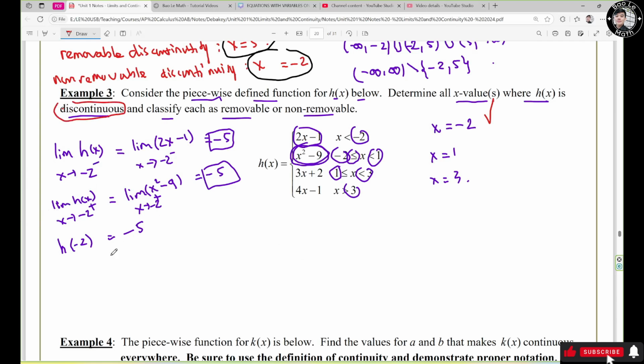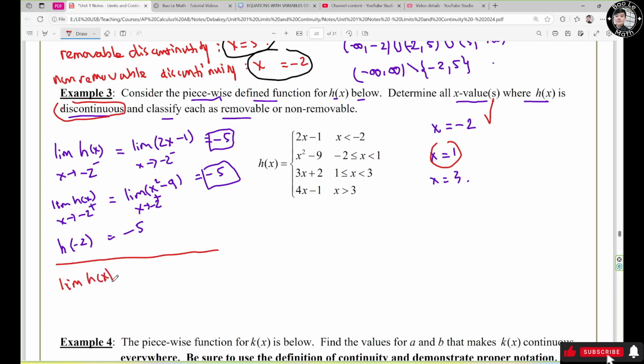Now we're going to check the second case, s equals 1 right here. Now we do similarly: the limit of the function h of s when s approaches 1 minus is going to be this one right here, because 1 minus is less than 1, right? So you have the limit of s squared minus 9 when s approaches 1 minus. Substitute 1 for s, so it's going to be -8.